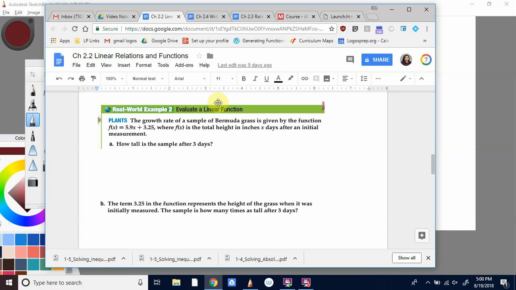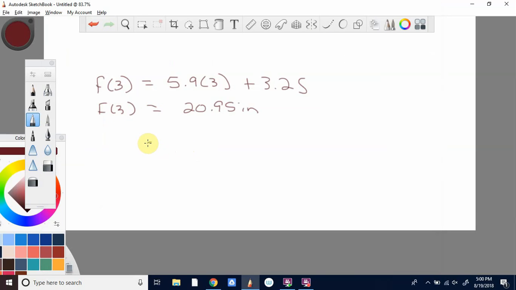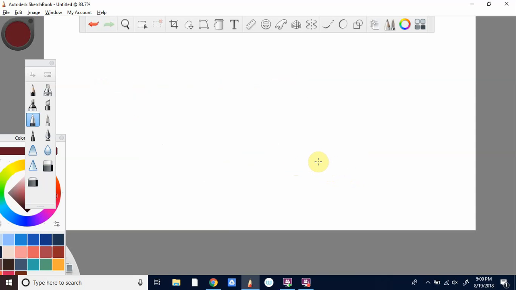So how many times as tall is the original measurement of 3.25 after 3 days? So we know after 3 days, it's 20.95. So we're going to divide the height after 3 days, which is 29, by the initial height, which is 3.25, which gives us approximately 6.4 times as tall as the initial height.